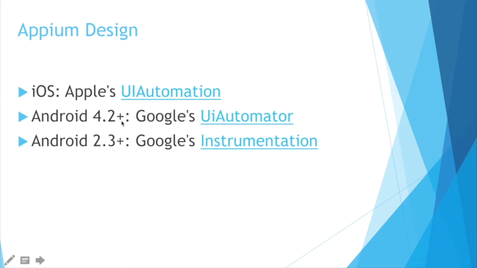Fine. So you're taking advantage of the technology which is already available on the platform. It's not doing anything new. UI Automator is already present, UI Automation is always present. It's just taking advantage of those things which are present. So that's basically its design.